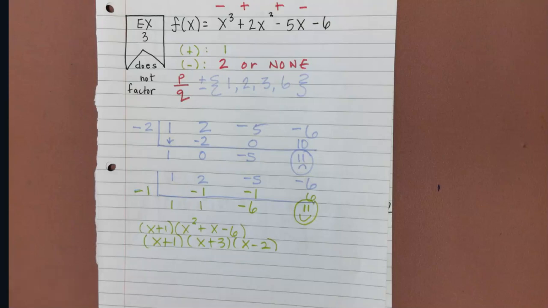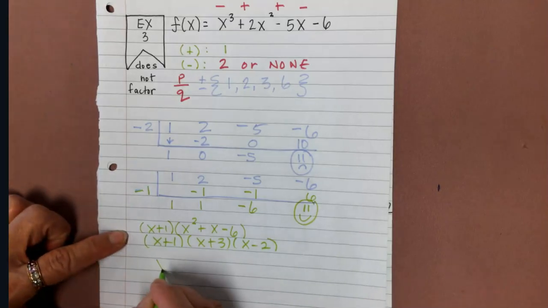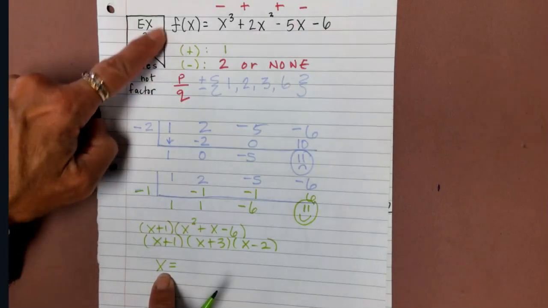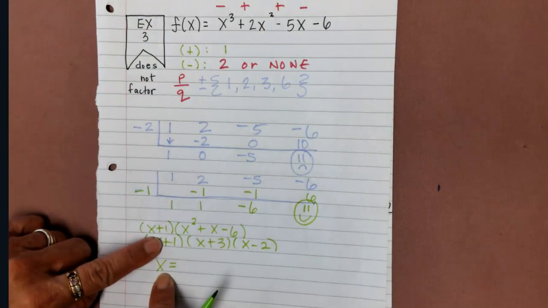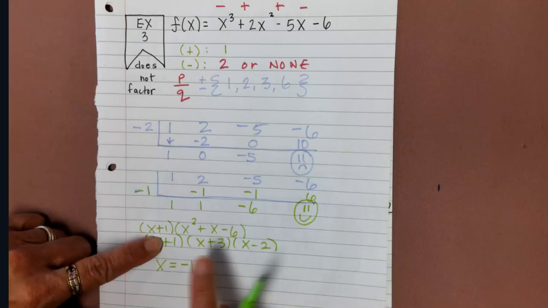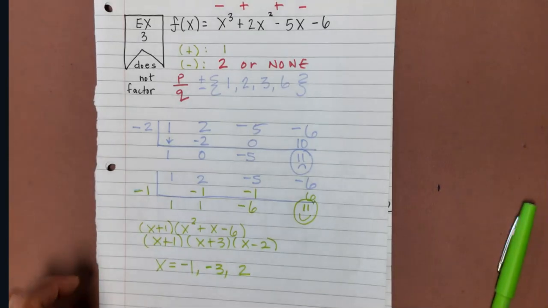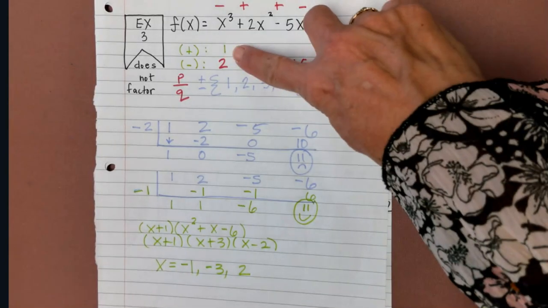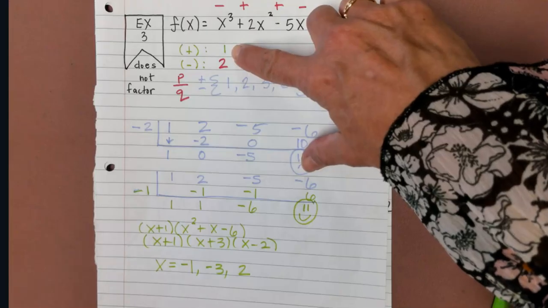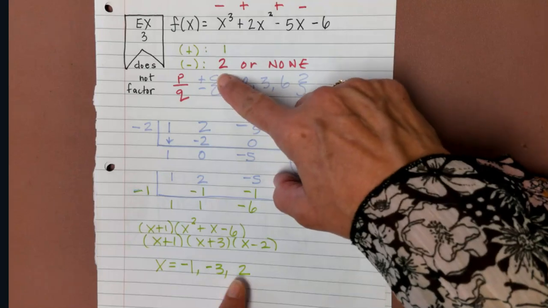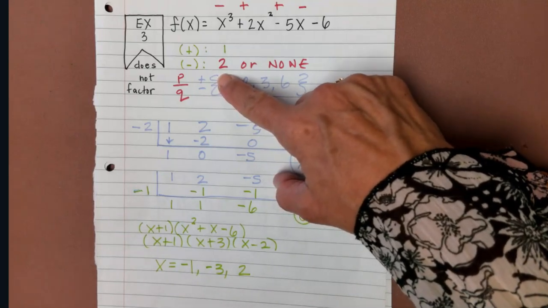Notice I did not say the words x-intercept, the zeros. So x is going to equal, here's all the values of x that's going to make that equation equal 0. -1, remember it's always opposite, -3, and a +2. Now look, back at the beginning, we knew we were going to have one positive answer. There it is. We knew that we might have 2 negatives or none at all.